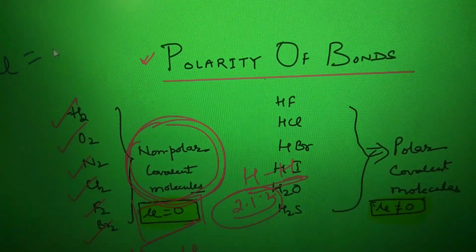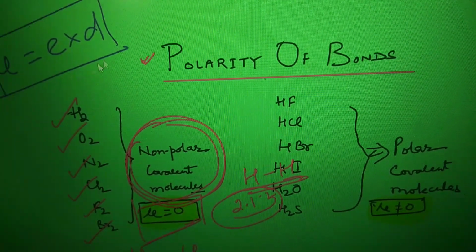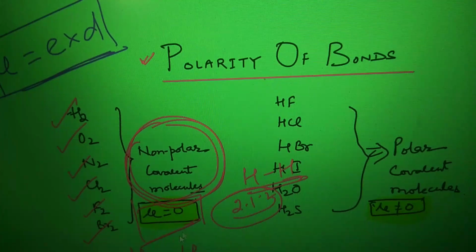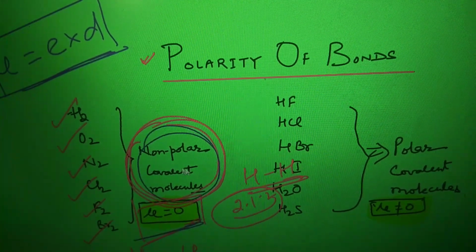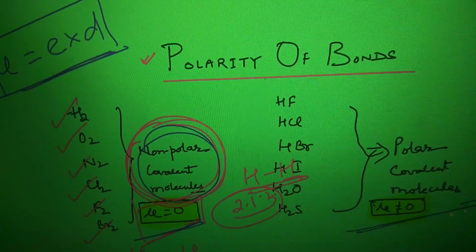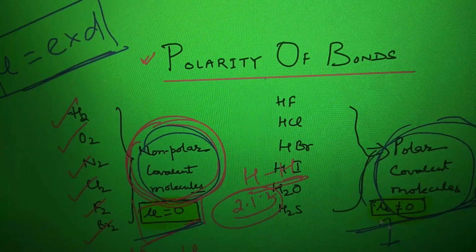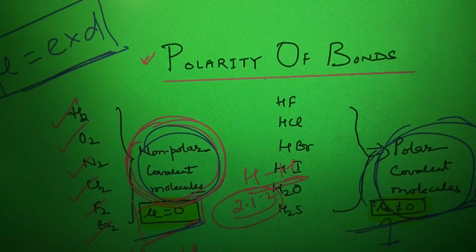Dipole moment is the product of charge and bond length. So if the dipole moment is 0, the molecule is said to be non-polar, and if it is non-zero, then it is a polar covalent compound. It is polar.